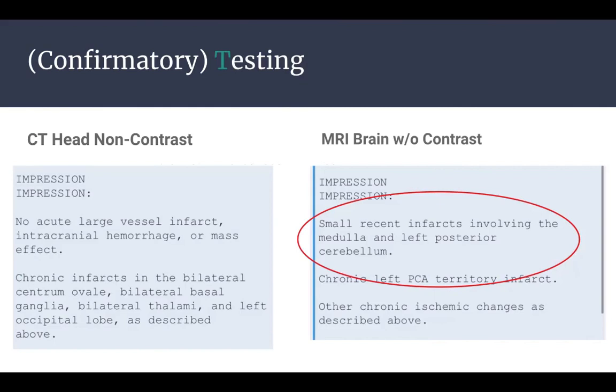So you decide to go to the T, which is the testing, and you order a non-contrast head CT. It doesn't show any acute infarct or head bleed or mass, but it does confirm his chronic infarcts. You decide to keep the patient in the hospital, and an MRI brain is completed, which confirms several recent infarcts of the medulla and left posterior cerebellum.